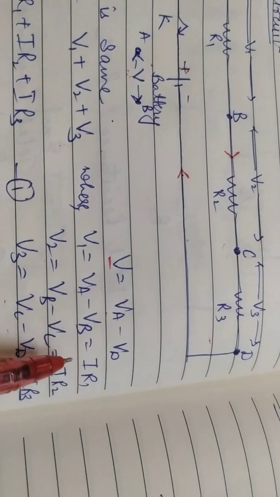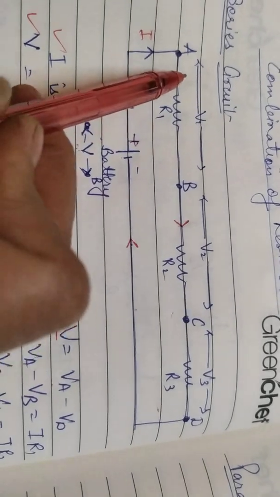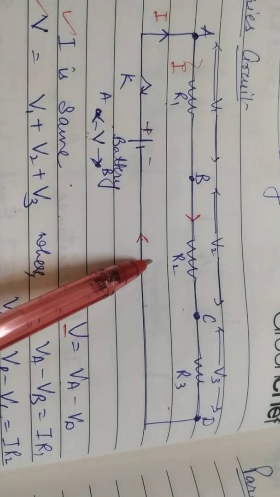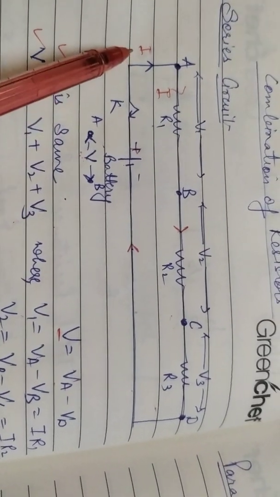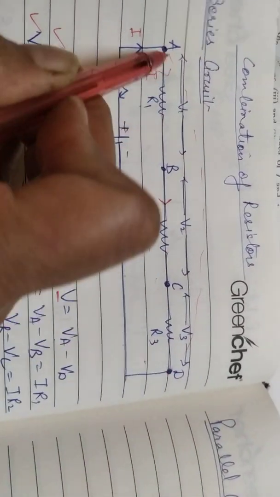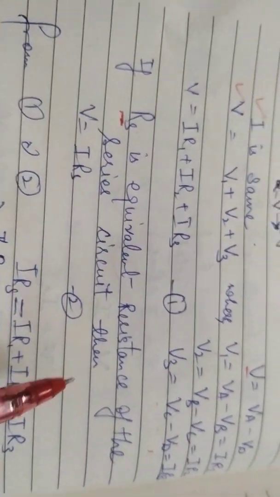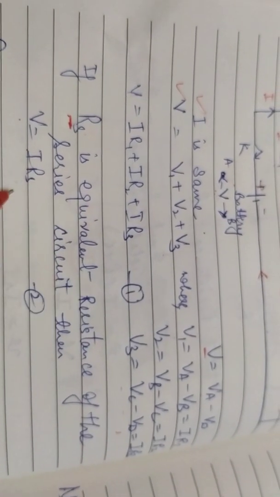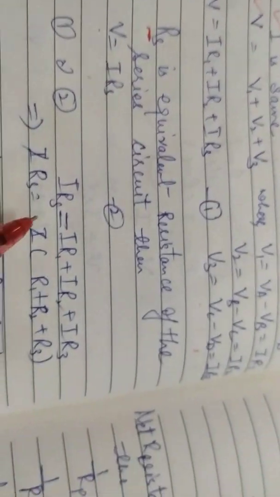And if I apply Ohm's law to all these three, then V1 will be equal to I into R1 because current I is flowing through this. Similarly, V2 is I into R2, V3 is I into R3, and total V will be equal to I into the total resistance. Now, what is the equivalent resistance of the whole circuit? I have chosen a symbol RS for that. If RS is the equivalent resistance, the total voltage will be equal to I into RS. So substituting this value and all these values in this equation, we will get this result.